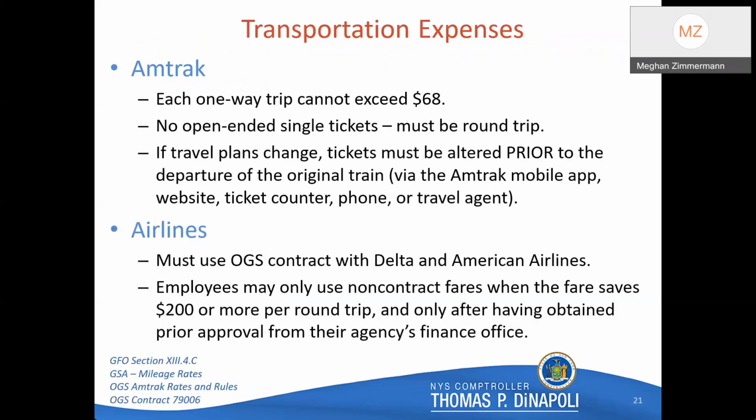When traveling by Amtrak on state business, each one-way trip is not to exceed $68, which is the standard fare negotiated by OGS for all travel to and from the Albany, Rensselaer, and Hudson stations and New York City's Penn Station. Amtrak tickets may be purchased either online or at an Amtrak station or from the authorized state travel agency.